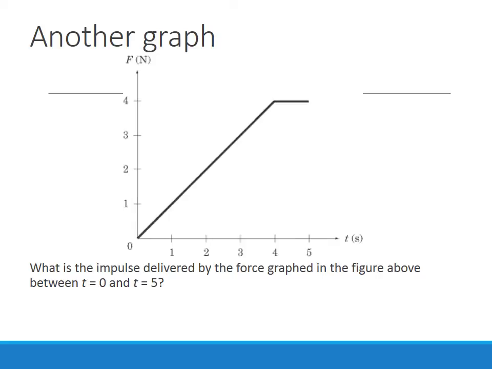Okay, so here, what is the impulse delivered by the force graphed in the above figure between time equals 0 and t equals 5? So from time t equals 0 to t equals 4, I have a triangle. So the area would be 1/2 base times height. So 1/2, 4 times 4, it's 1/2 of 16 or 8, okay? So in the first 4 seconds, my impulse was 8 Newton seconds.